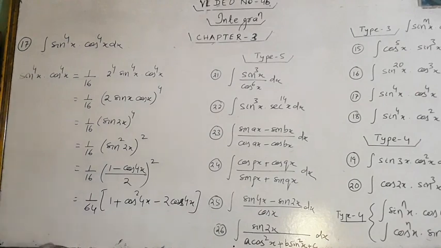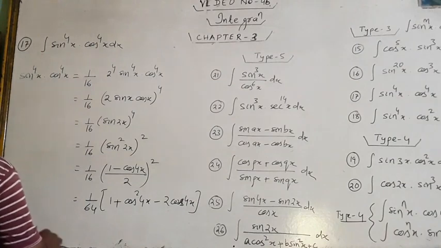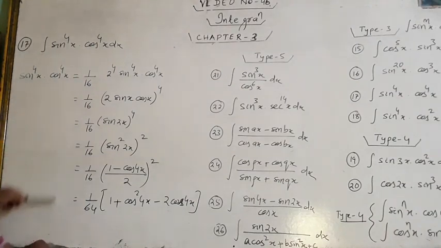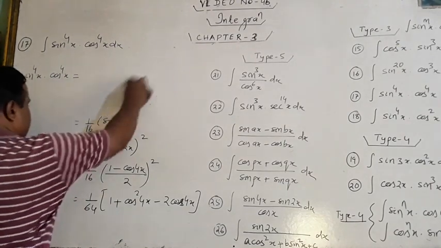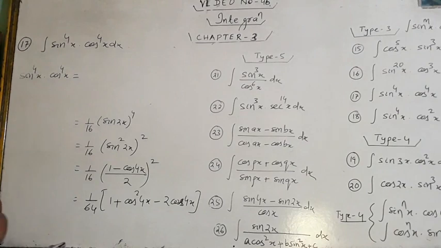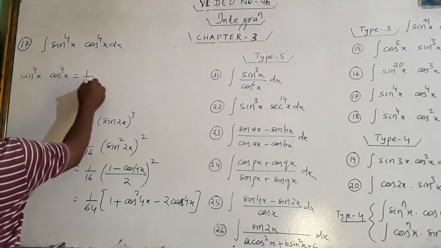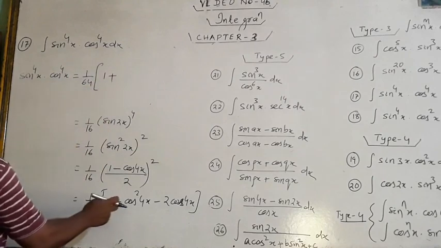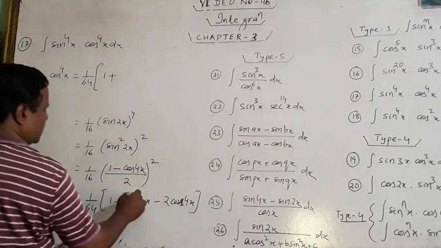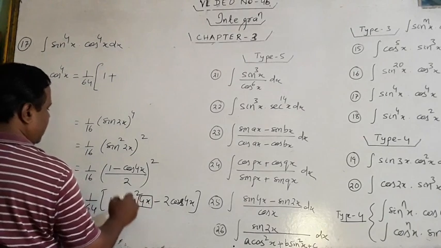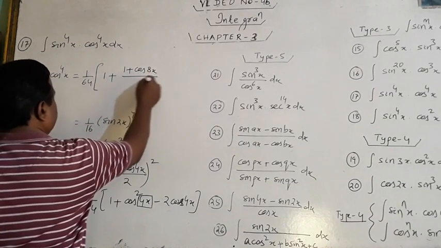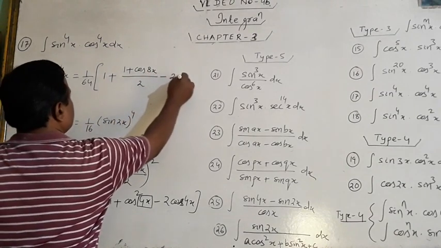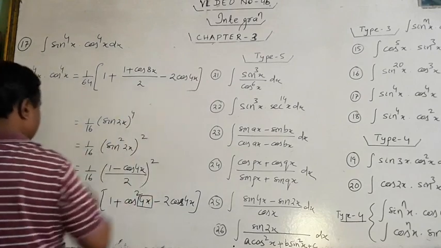Okay. And what is cos square 4x? You have to convert it. Take note. Now, I am going to this step. It is 1 by 64. Now, 1 plus, what is cos square box? Mind it, remember the formula. It is 1 plus cos 2 box, meaning cos 8x by 2, minus 2 cos 4x. And the result is what?